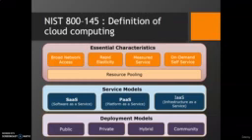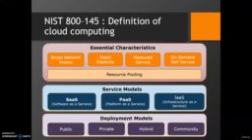Then we looked at three of them: on-demand, broad network access, and rapid elasticity, and now we'll look at measured service. Measured service means cloud systems automatically control and optimize resource use by leveraging a metering capability at some level of abstraction appropriate to the type of service. This can be for storage, processing, and bandwidth. Resource usage can be monitored, controlled, and reported, providing transparency for both the provider and the consumer of the utilized service. So this is what we have as essential characteristics.